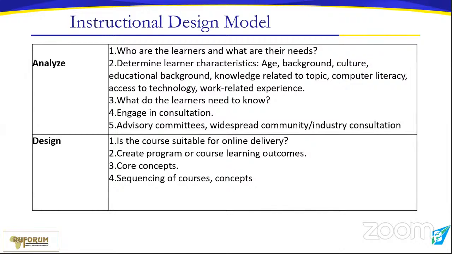Then you have to create what you call program or course learning outcomes. So based on what knowledge and skills you would like to pass on to the learners, you will need to define completely the course learning outcomes. Then we have core concepts. So you need to define the core concepts in the course. For example, I'm teaching a course called cryptography, I may need to define what is cryptology, what is cryptanalysis, what is an encryption, what is a key. So you are creating those core concepts that are going to be in your course.